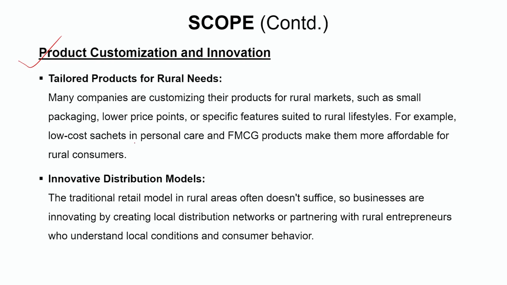We can see that many companies are customizing their products for the rural market, such as the low cost sachet in personal care and FMCG products, which is more affordable for rural consumers. Now this could be done through small packaging at a lower price, reusable packaging, and how much it could be focused, how much it is satisfying the need of the customer, that can also be seen through certain examples.